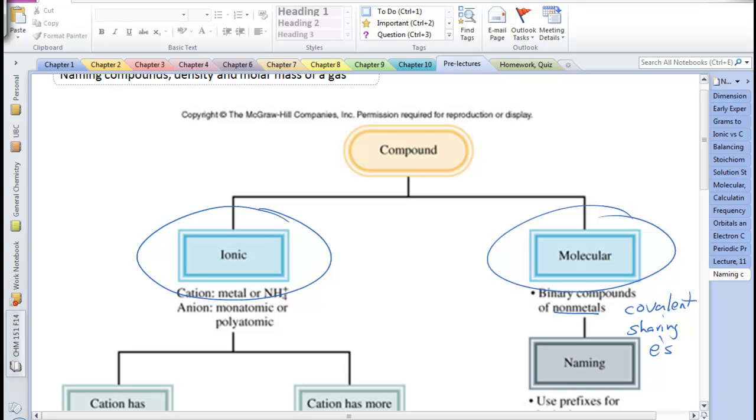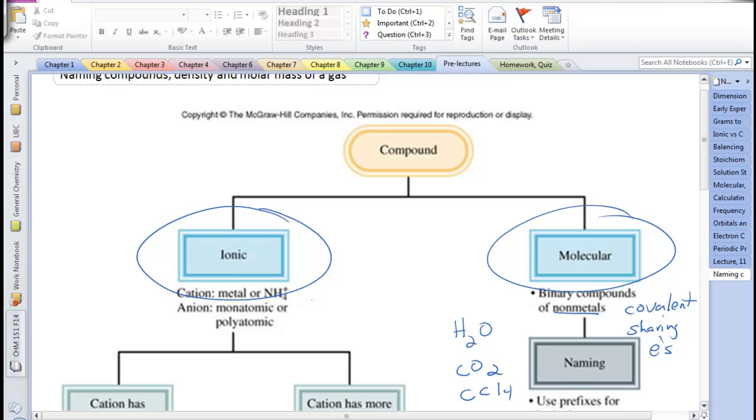Examples would be things like water. Those are two nonmetals. Carbon dioxide. Oh, I kind of gave the name already, so you get the idea. CCl4. Okay, nonmetals. We've also talked about ionic compounds.